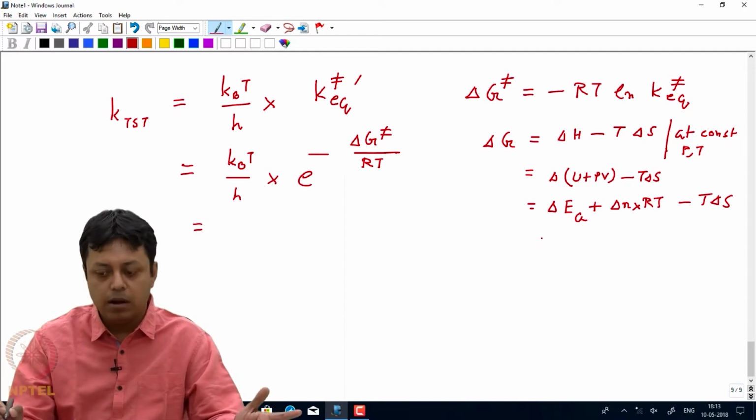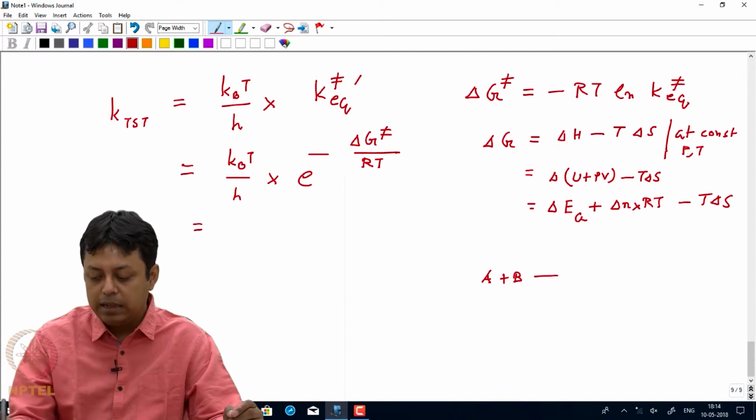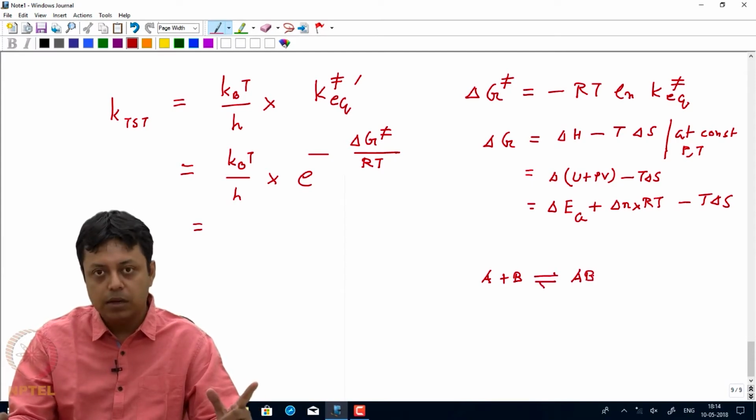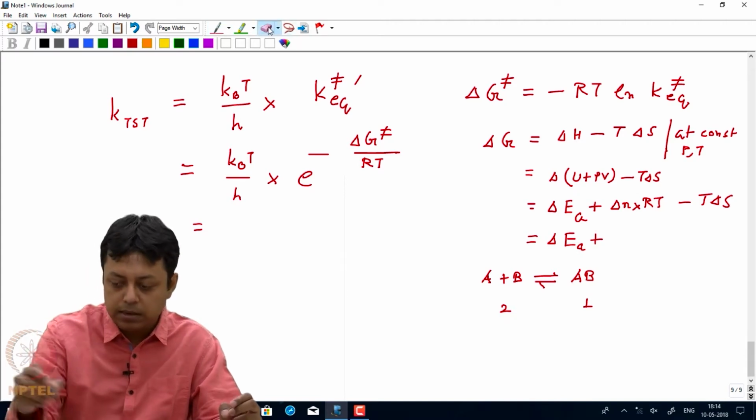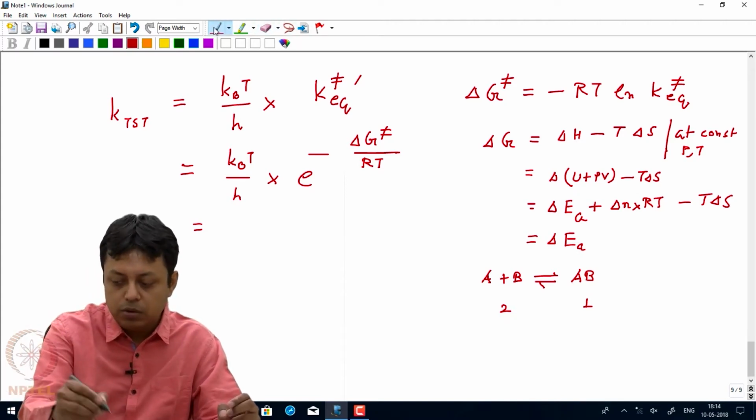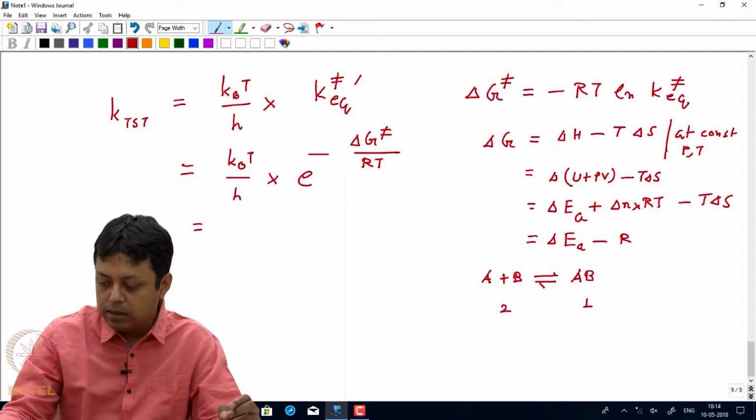Now for our reaction, if you think that I had a bimolecular reaction that is forming a transition state which is just one molecule, the change in number of moles is basically minus 1, because I had 2 moles here and 1 mole here. So it is 1 minus 2, which is minus 1. So you can right away write that it is nothing but delta Ea, with a minus sign here, minus RT minus T delta S.